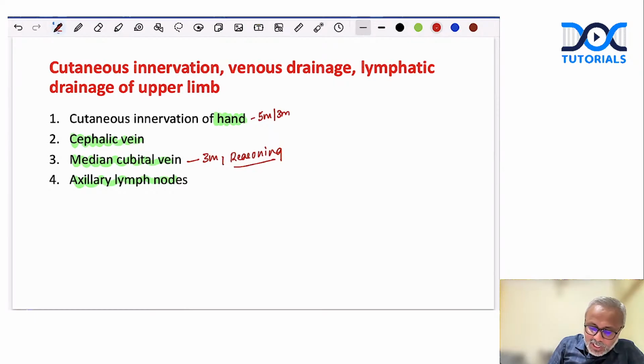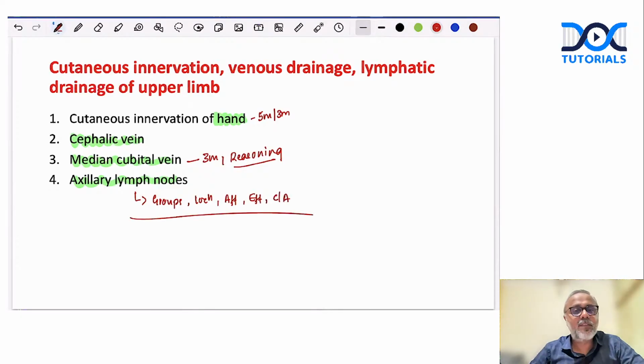Axillary lymph nodes, if they ask, we can talk about the groups, then the location. What about the afferent vessels? What about the efferent vessels? And what about the clinical anatomy, right? So any lymph node we can describe like this. Done. So these are the most important topics which we need to be prepared in the section of the upper limb.